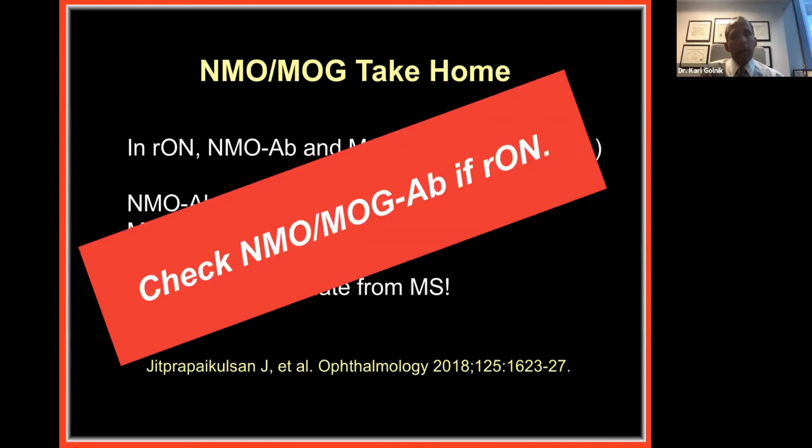So hopefully you can obtain these antibodies. I know they're not available everywhere, but I've recently been in a variety of countries where they are available. In some of the countries, they get results back faster than I do. So check NMO and MOG. Certainly if it's recurrent optic neuritis, and depending on where you live, you may check it on every patient with optic neuritis.